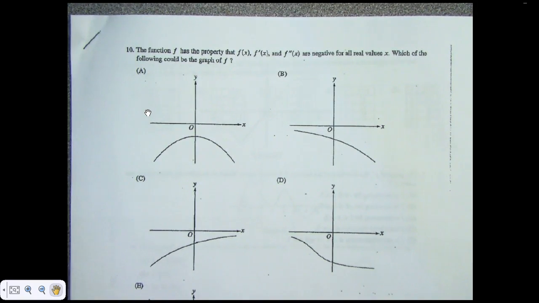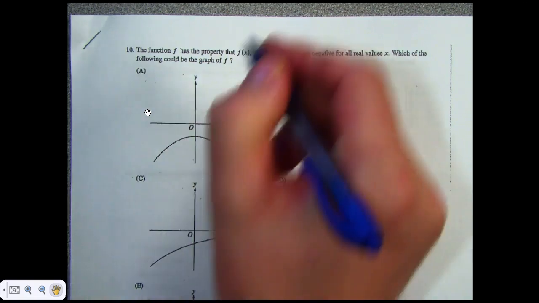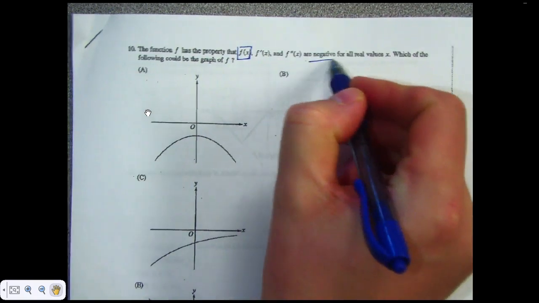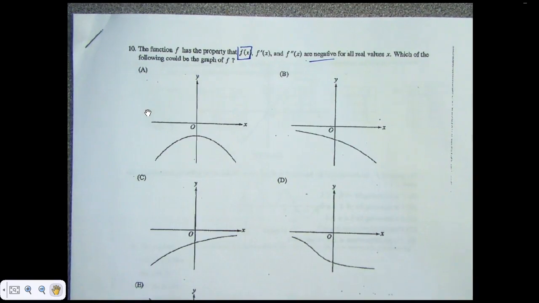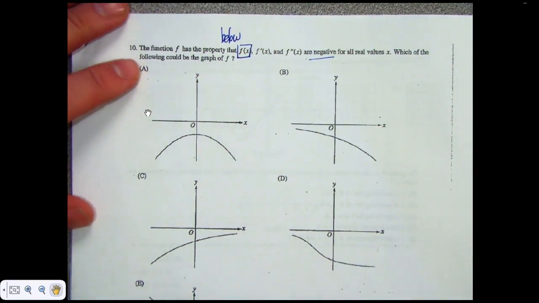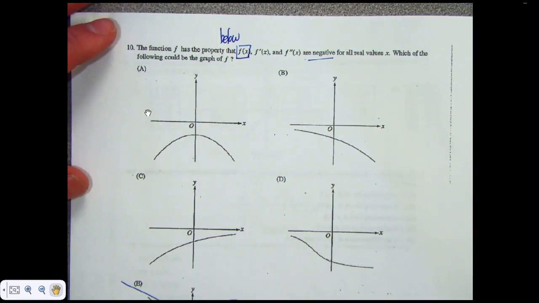So you need f of x, f prime of x, and f double prime of x to all be negative. What does f of x negative tell us? Below the axis. I've got to be below the axis. So right away, I guess I can cross off e.